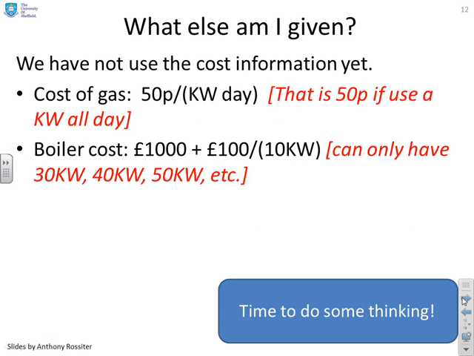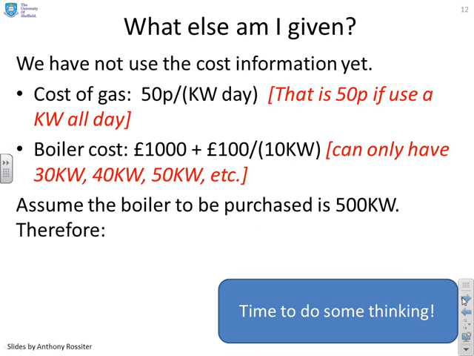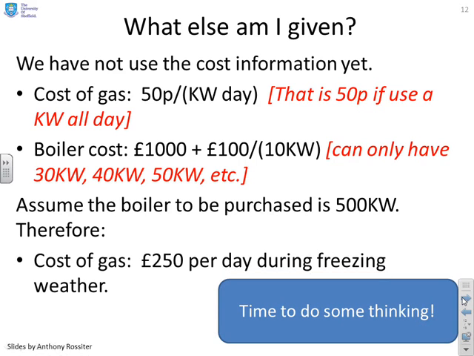Now what else am I given? Well, I was given the cost of gas, 50p per kilowatt day, and the boiler cost. So let's have a look and see what happens if I put those in with what I've already done. The boiler, if we assume it was something of the order of 500 kilowatts, so if you were running at 500 kilowatts all day because it was rather cold outside, what you notice is the cost of the gas becomes £250 a day during freezing weather. I think you might be a bit concerned about that. And you'll also notice that the boiler cost is about £6,000.